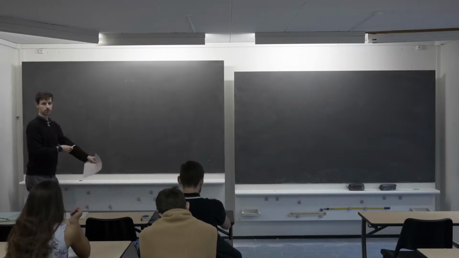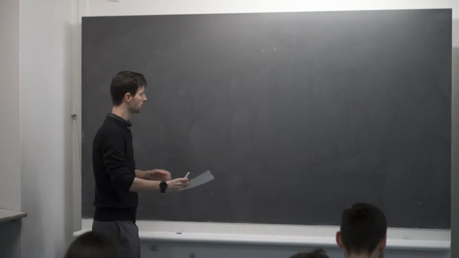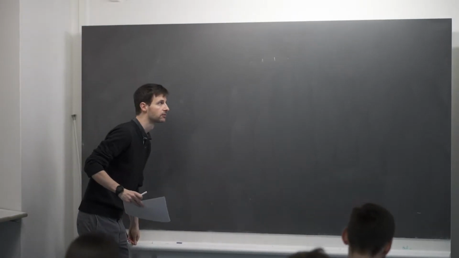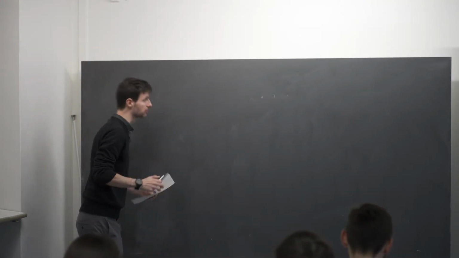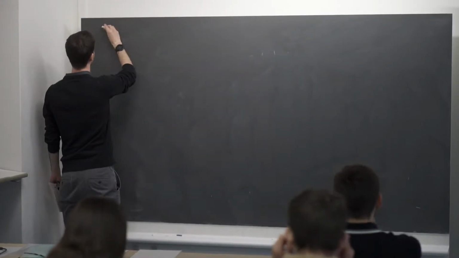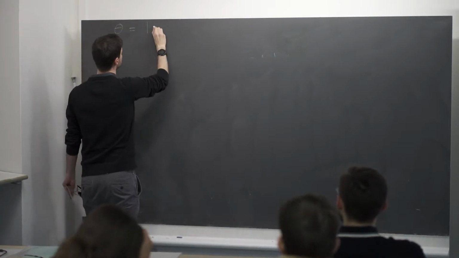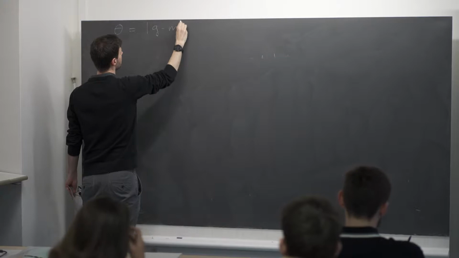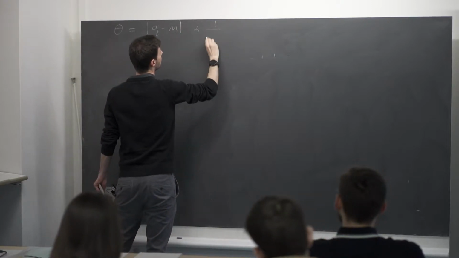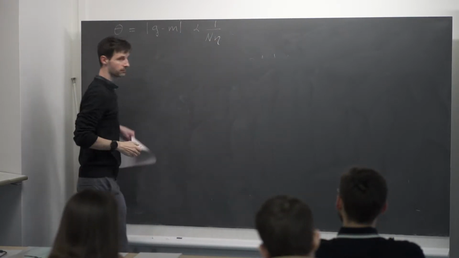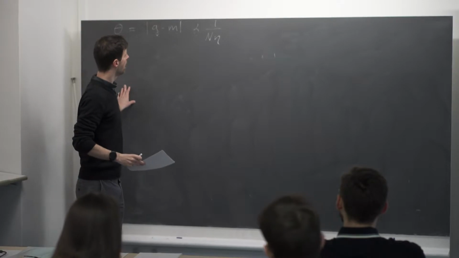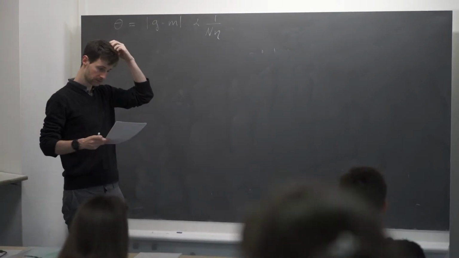Let me remind you what we were doing. Last time our goal was to prove this optimal error bound. So we want to prove that theta, which is equal to g minus m, we want to prove this. This was our goal. And we basically did all of the work.